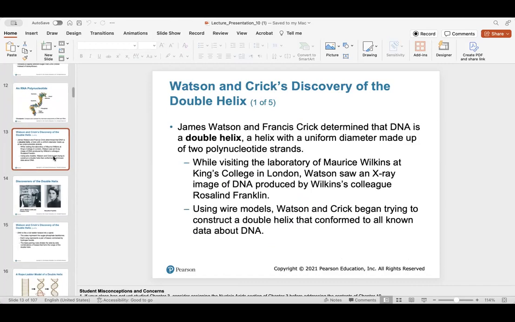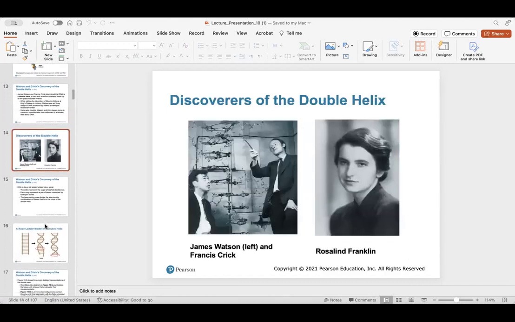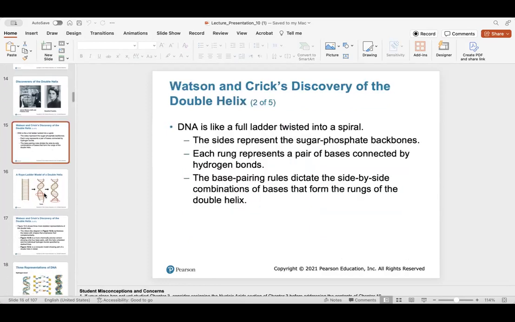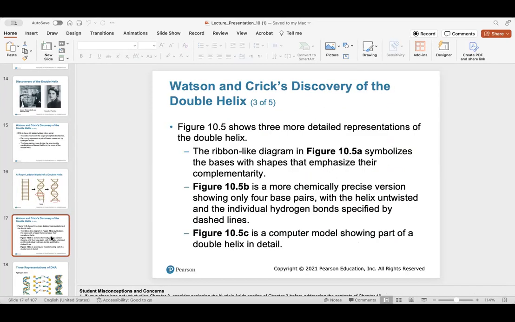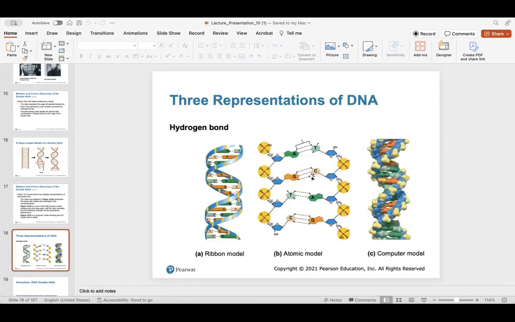So Watson and Crick were the ones who discovered this structure of DNA, looking at how it looks like a ladder twisted up into a spiral, where the sides represent the sugar phosphate backbones, and each rung in DNA represents a pair of bases connected by hydrogen bonds. And the base pairing rules will dictate the side-by-side combinations of bases that form the rungs of the double helix. So you can see here the double helix structure of DNA is like a ladder with a twist. And we'll continue on looking at how this ladder is formed.